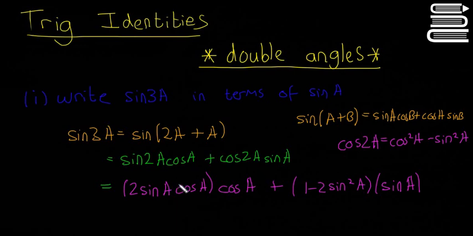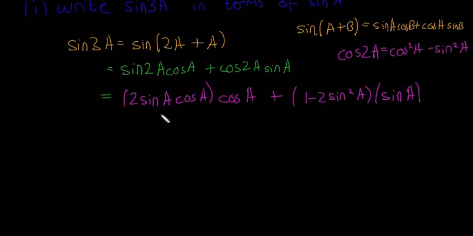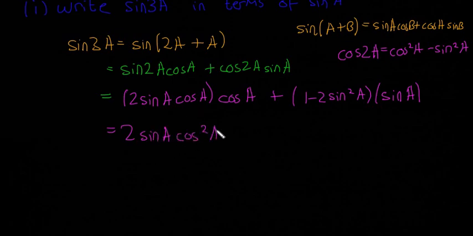So it's all about trying again and again, hopefully seeing the right identities to use, subbing them in, and then eventually getting rid of everything that isn't sine a. Okay, so now we're going to have 2 sine a, and this is going to be cos squared a, because we have cos a multiplied by cos a, plus, if you do sine a by 1, it's going to be sine a, minus, and if you do sine a by minus 2 sine squared a, you get minus 2 sine cubed a. People get a little bit confused, but it's just like if you had minus 2x multiplied by x, it'll be minus 2x cubed. It's no different with sines. So now we just need to get rid of this cos, and then we'll be laughing.